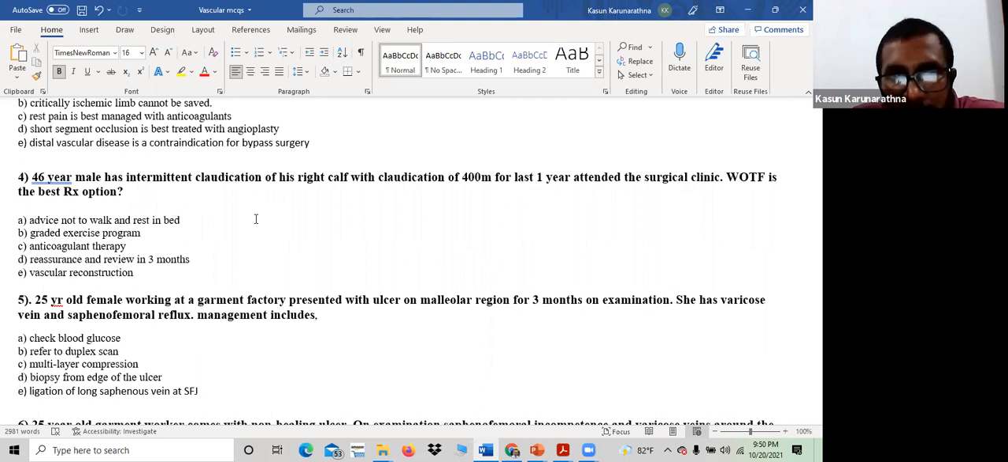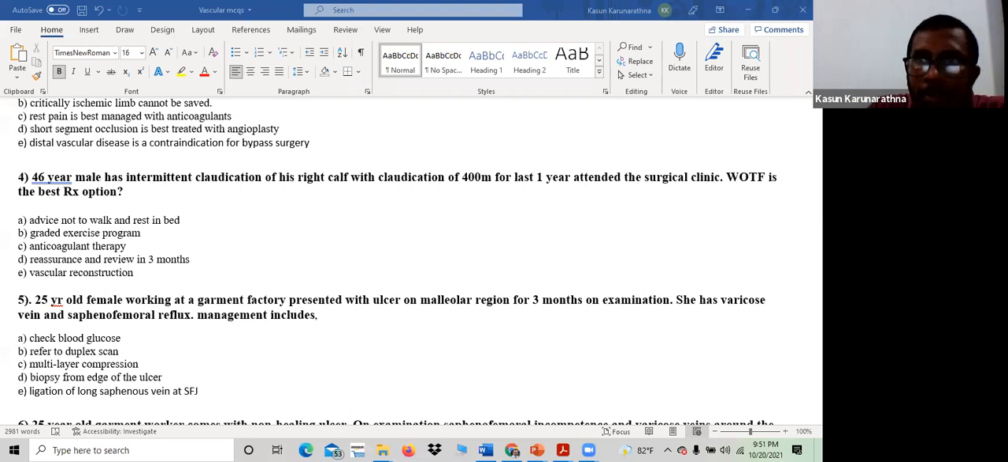Exercises for 30 minutes per day, three times a week. You should continue at least for 6 months before terminating the conservative management option. The graded exercise program, that is the best treatment option. Anticoagulant, no, we give antiplatelets. Anticoagulation means heparin, which is given in acute limb ischemia and DVTs. Reassurance, we can't reassure and review because there's a pathology going on. Vascular reconstruction is not indicated at this stage. This is 2A.